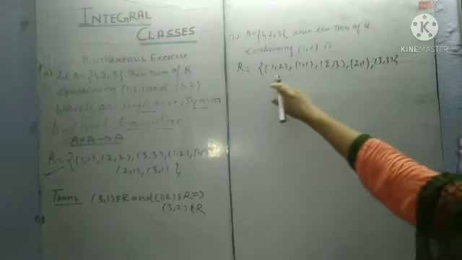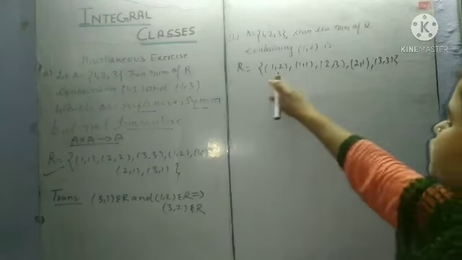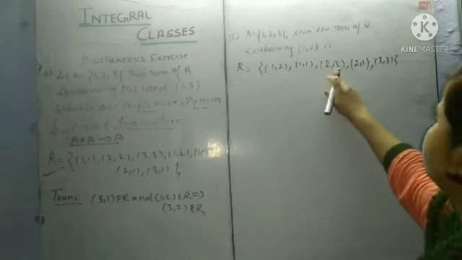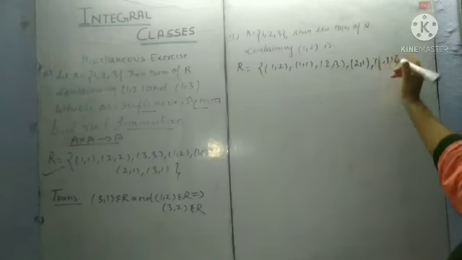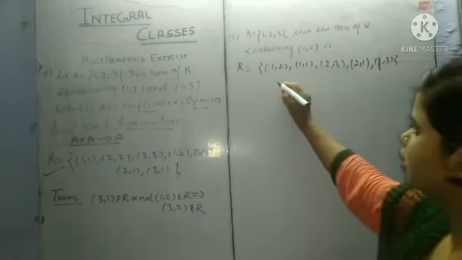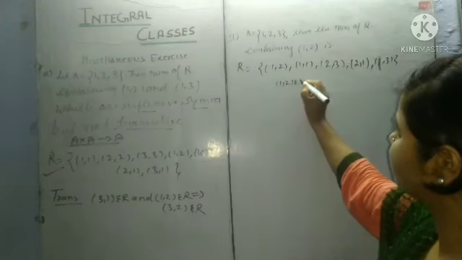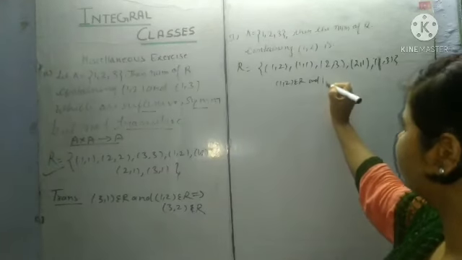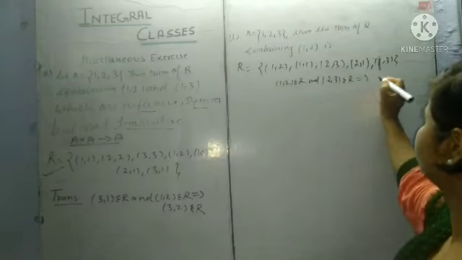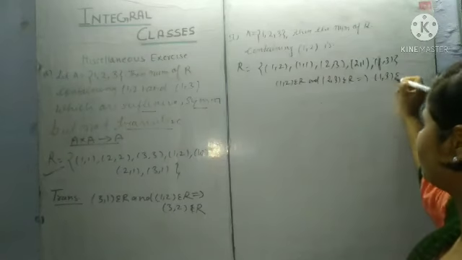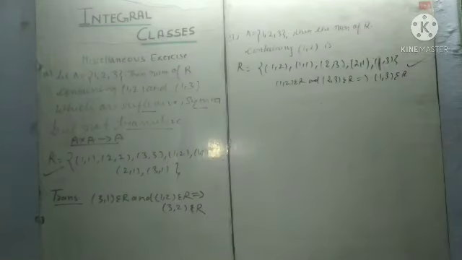And 1 2. Suppose (1, 2) and (2, 3). So we should write here (1, 3). Okay. Now check. If (1, 2) is an element of R and (2, 3) is an element of R, then it should be (1, 3) an element of R. So this relation is an equivalence relation.